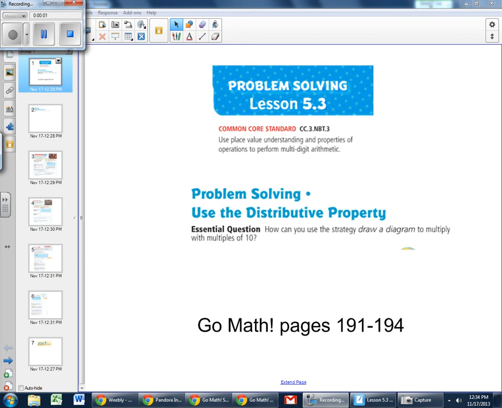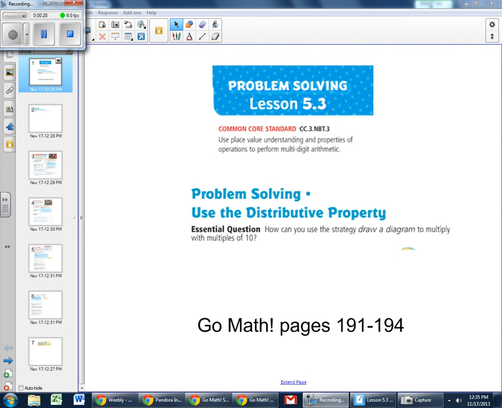Okay, moving right along in our Go Math lesson, we are now on lesson 5.3, talking about problem solving today. We're going to use place value understanding and properties of operations to perform multi-digit arithmetic. So looking at where the numbers are in place value and using some of our operations that we have learned in Unit 4 and reviewed in 5.1, 5.2.